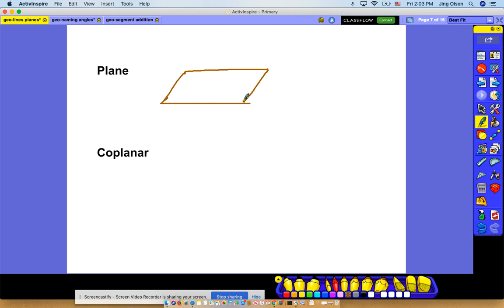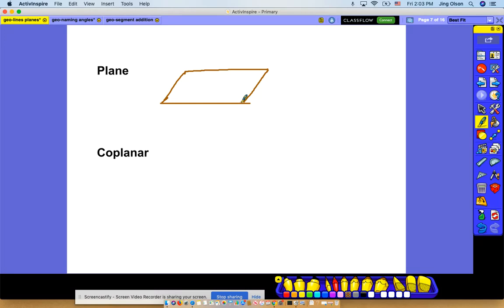For example, like the floor. Our floor is a plane as long as it extends forever. Our room is limited, right? But if you imagine there's no limitation, no walls, nothing stops, it goes on forever, that's a plane. Our wall, if it goes infinitely high, infinitely low, infinitely left and right, goes on forever, that's a plane. A plane goes on forever.